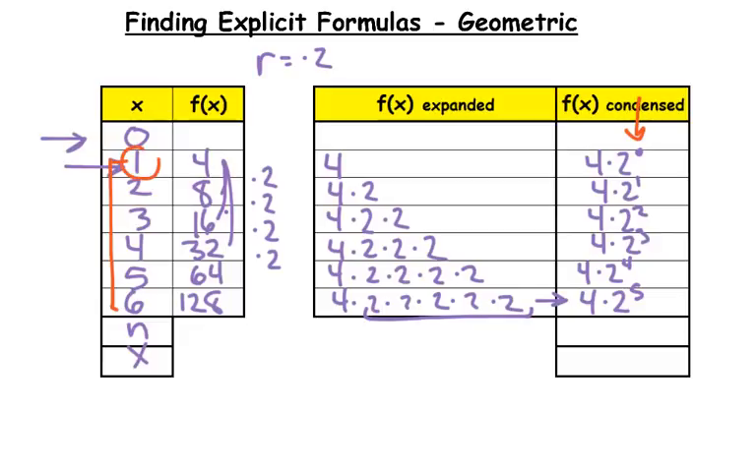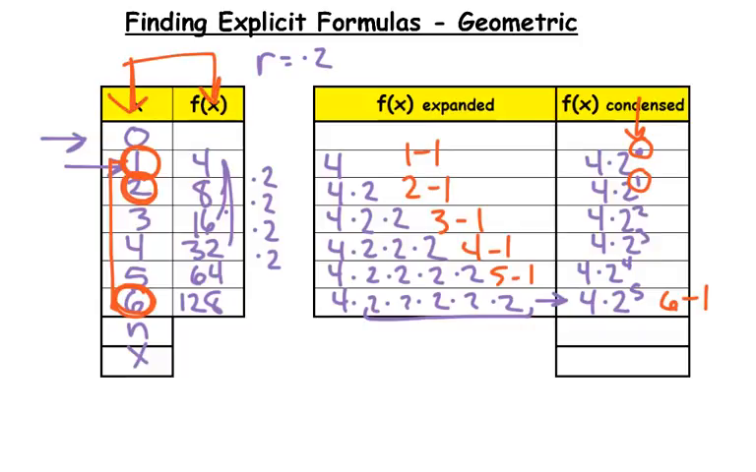Okay? So if we start with the first term, it's 0. So that would be like 1 minus 1, right? Then second term would be 1, so 2 minus 1. Then 3 minus 1, 4 minus 1, 5 minus 1, and 6 minus 1. So in order to connect this, because that's the whole point of the explicit, it connects this input with this output, whereas the recursive connected this number with the next one, okay? So in order for it to work, when you're using a variable, you'd have to go y equals 4 times 2 to the x minus 1 for it to work.